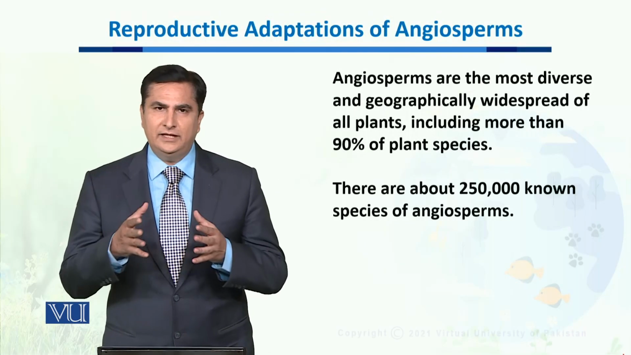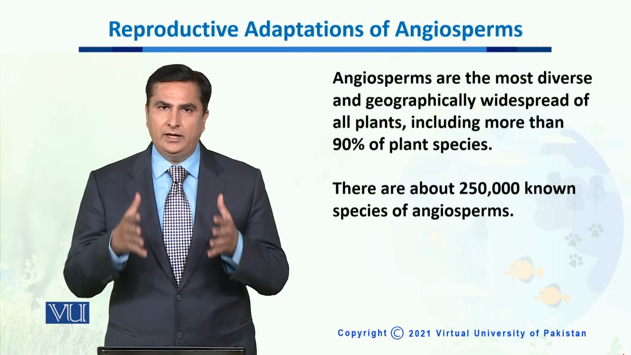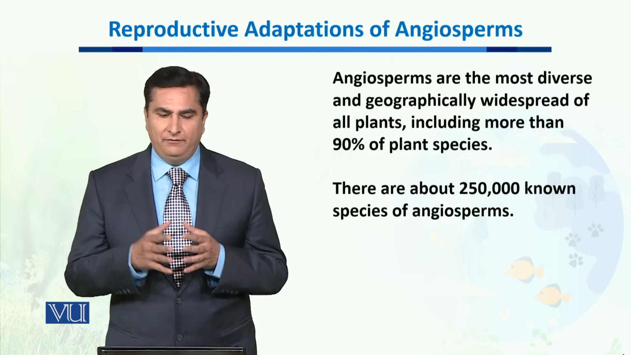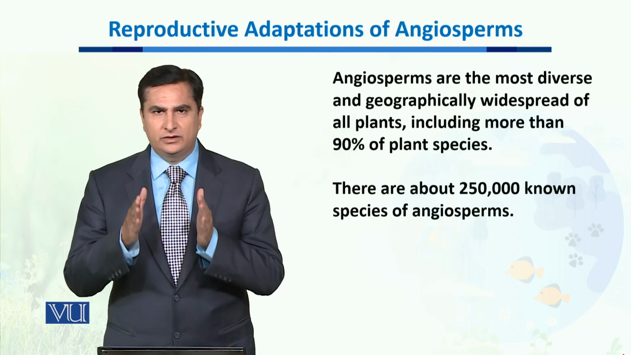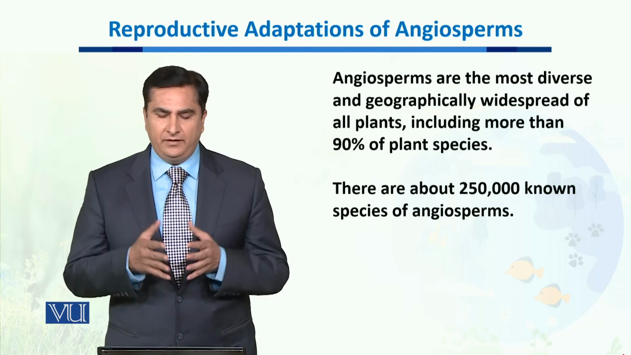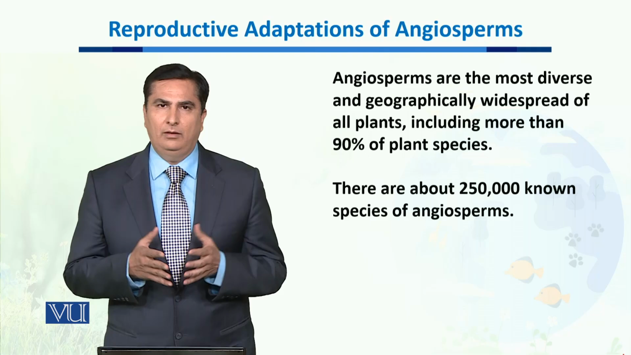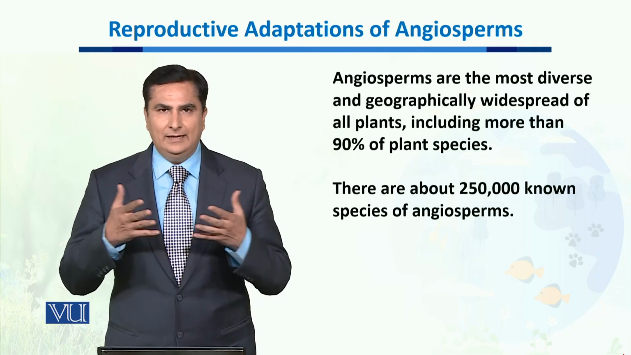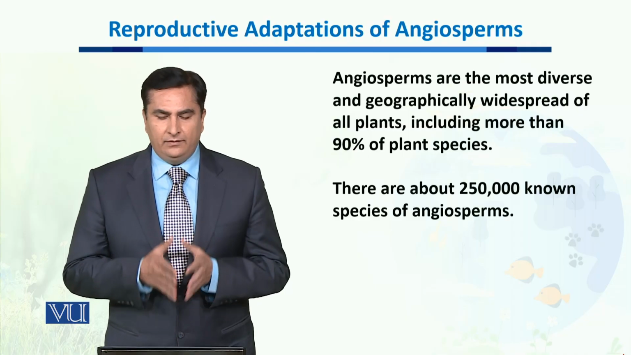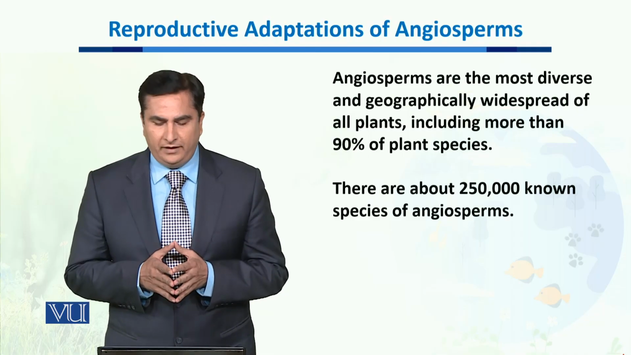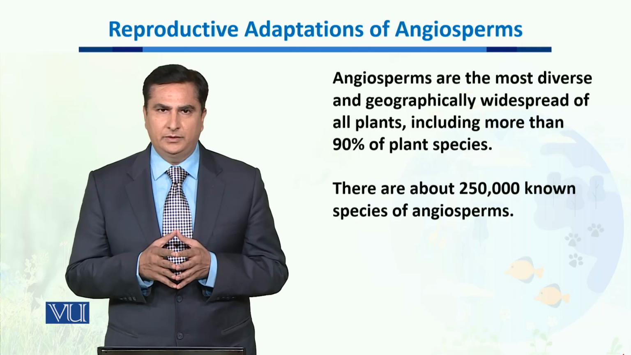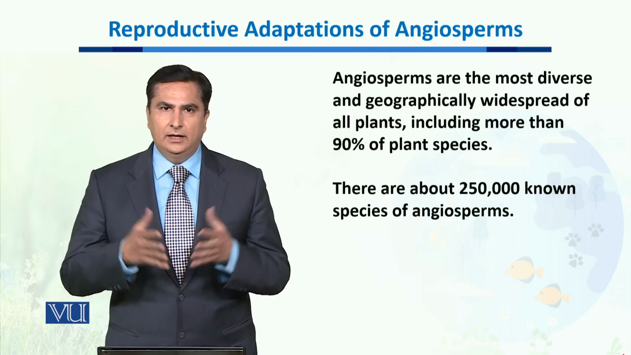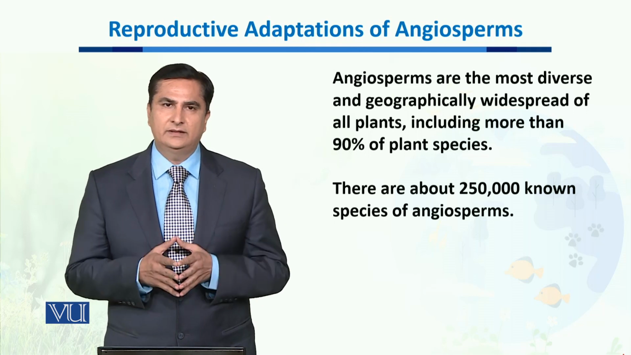Dear students, in this unit we will talk about the reproductive adaptations of angiosperms. As you are aware, angiosperms are the most diverse and geographically widespread of all plants, including more than 90% of living plant species. There are about 250,000 known species of angiosperms, which have occupied almost all habitats and different ecosystems on this planet Earth.